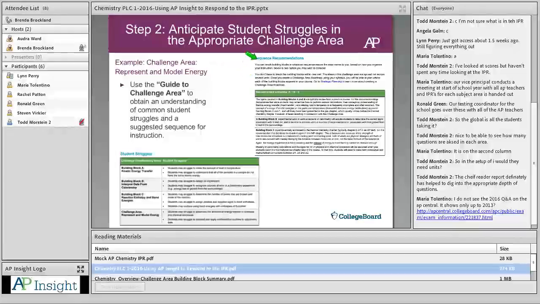The other thing that you might want to just double check on are the sequence recommendations. And again, that's also in figuring out how you want to teach the challenge area. For me, the student struggles would be a little bit more important.